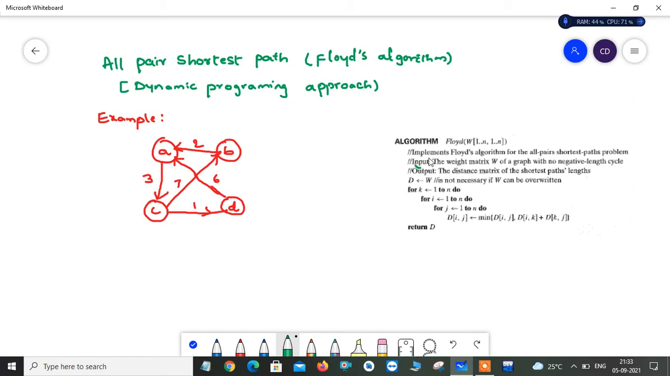What we are going to do here is implement Floyd's algorithm for the all pair shortest path problem. What will be our input? The weighted adjacency matrix with weights W of a graph with no negative length cycle. So there are no negative values in your adjacency matrix. And what will be the expected output? The distance matrix of the shortest path lengths, which will consist of the weights.